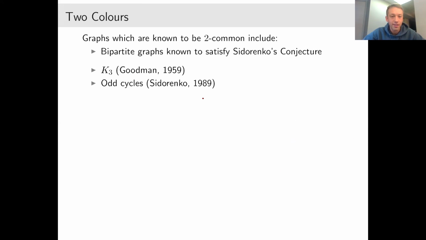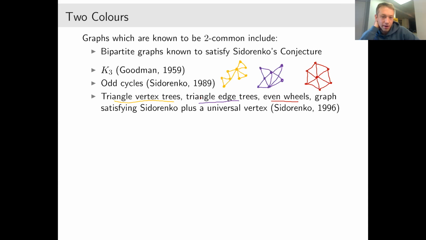Sidorenko generalized this to all odd cycles in 1989. And then in 1996, Sidorenko came up with a lot of other different examples of 2-common graphs. These include things called triangle vertex trees, which is what you get if you glue together triangles in a tree-like fashion, where all the gluing points are single vertices. So something like this is a triangle vertex tree, I should say. You have triangle edge trees, which is the same idea, except you glue in a tree-like fashion on edges.